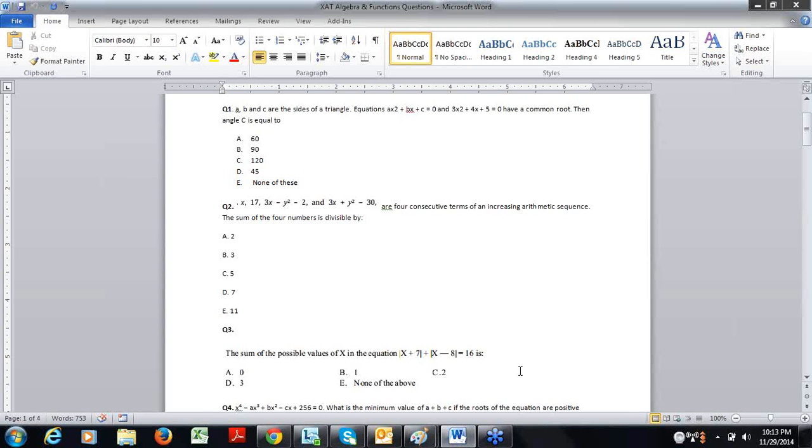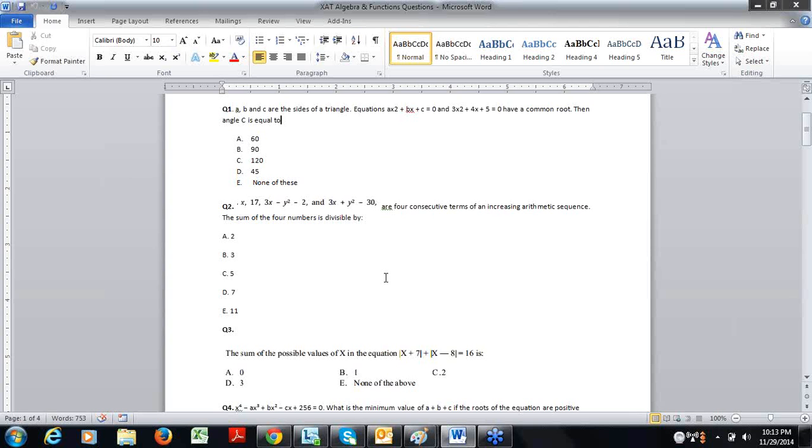Anybody has a problem with this question? It's a straightforward question on a common root. You should remember that when two quadratic equations have a common root, the ratio of the coefficients will be equal for both the equations. Everybody okay with question number 1? Anybody has a problem? Raise it. Okay, great. So let me move to question number 2.